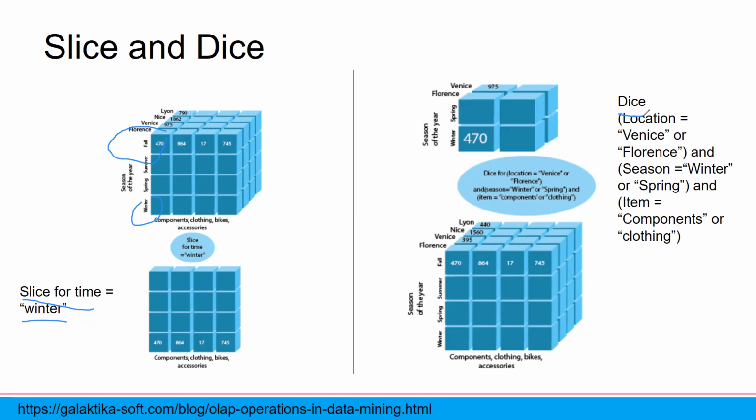About the dice, it is location. So we combine everything, and we need to specify what is the element, what is the data at the attribute. Let's say the location equals Venice or Florence, and the season is winter, or spring. The winter and spring are chosen for the customer, for example. And for the items, we can use the components or clothing. Components means you can combine one item with another item, so it becomes a component.